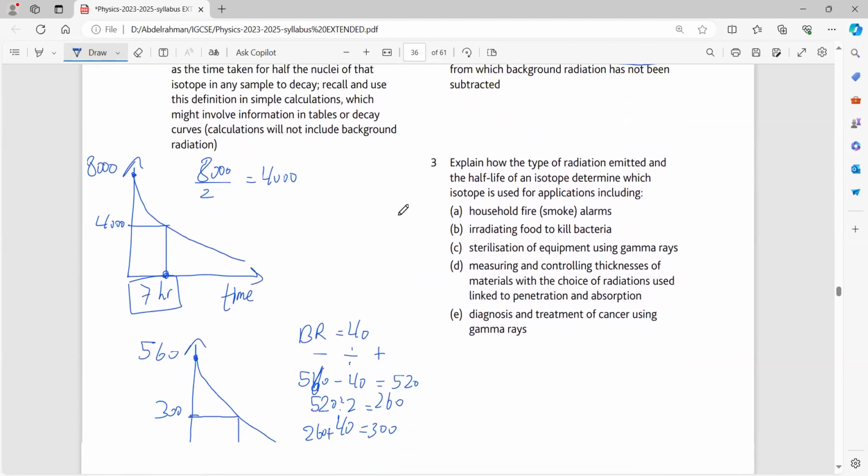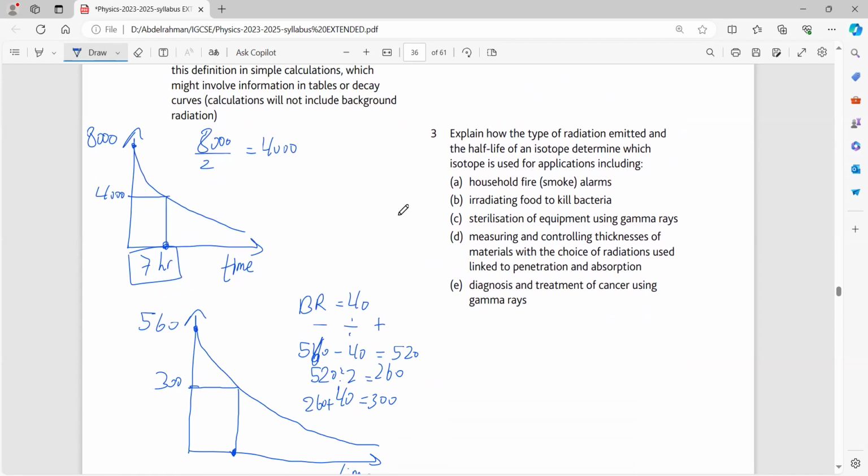Explain how the type of radiation emitted and half-life of the isotope determine which isotope is used for the applications, including household fire smoke alarms, which use alpha particles. Irradiating food to kill bacteria: to kill bacteria, we can use gamma rays. Sterilization, gamma rays.